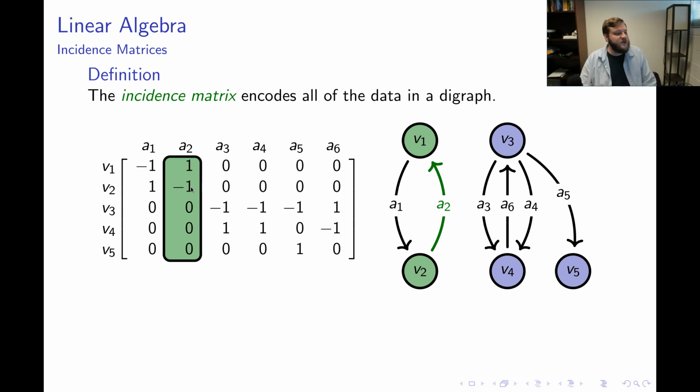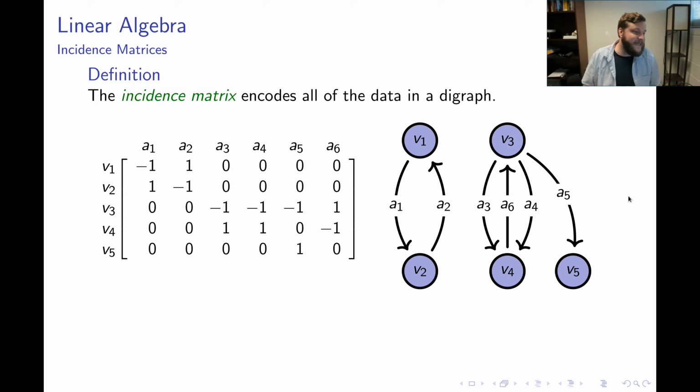So we're going to put a -1 in the V2 position, a 1 in the V1 position, and then zeros in all of the other positions, because this arrow A2 ignores the other 3 nodes. If I go to the third column, this is supposed to tell me how the arrow A3 behaves. A3 points from V3 to V4, so I put a -1 in the V3 position, a 1 in the V4 position, and zeros in all of the other positions.